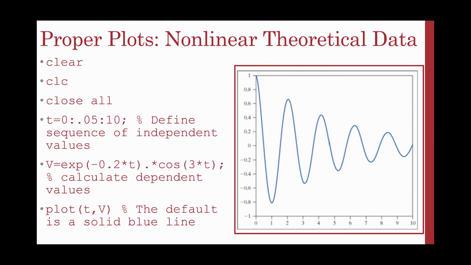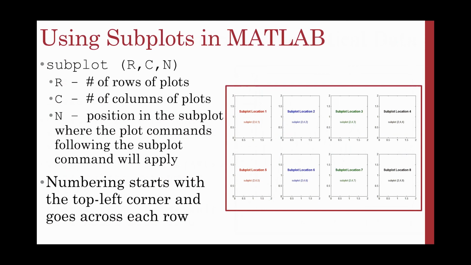So what if I want to put multiple plots on one picture in MATLAB? I can do that using the subplot command. The command is subplot, and then you put in the number of rows, number of columns, and the position of your subplot. The position in your subplot is where the plot commands will put your plot. The numbering starts with the top left corner and goes across each row. So this would be location 1, 2, 3, 4, 5, 6, 7, 8.